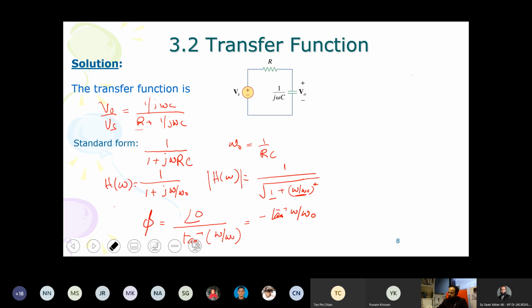All right. So if we try to plot this, I'm trying to plot the H omega, the magnitude, which is 1 upon square root of 1 plus omega upon omega naught squared. So when omega is 0, what will be the value of H omega?